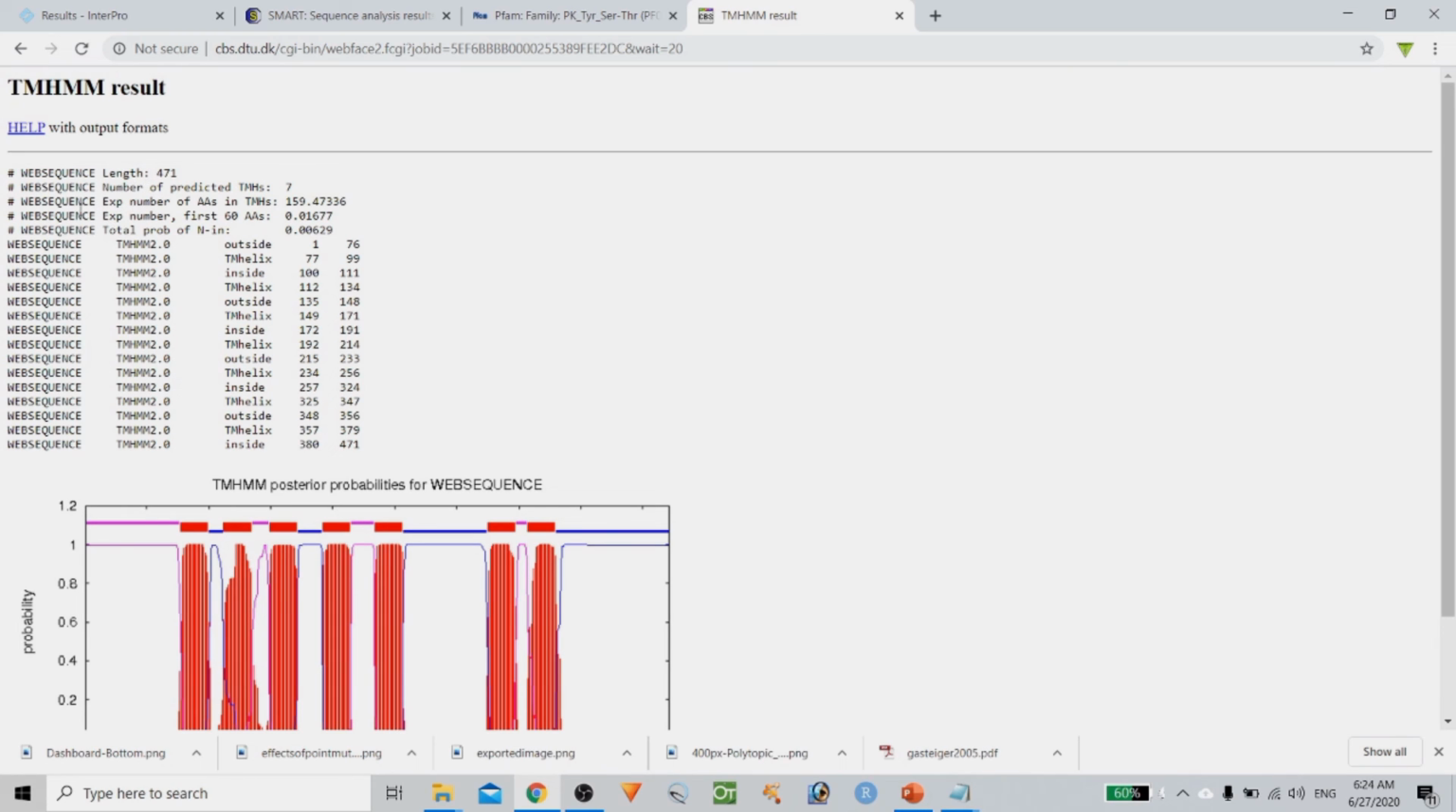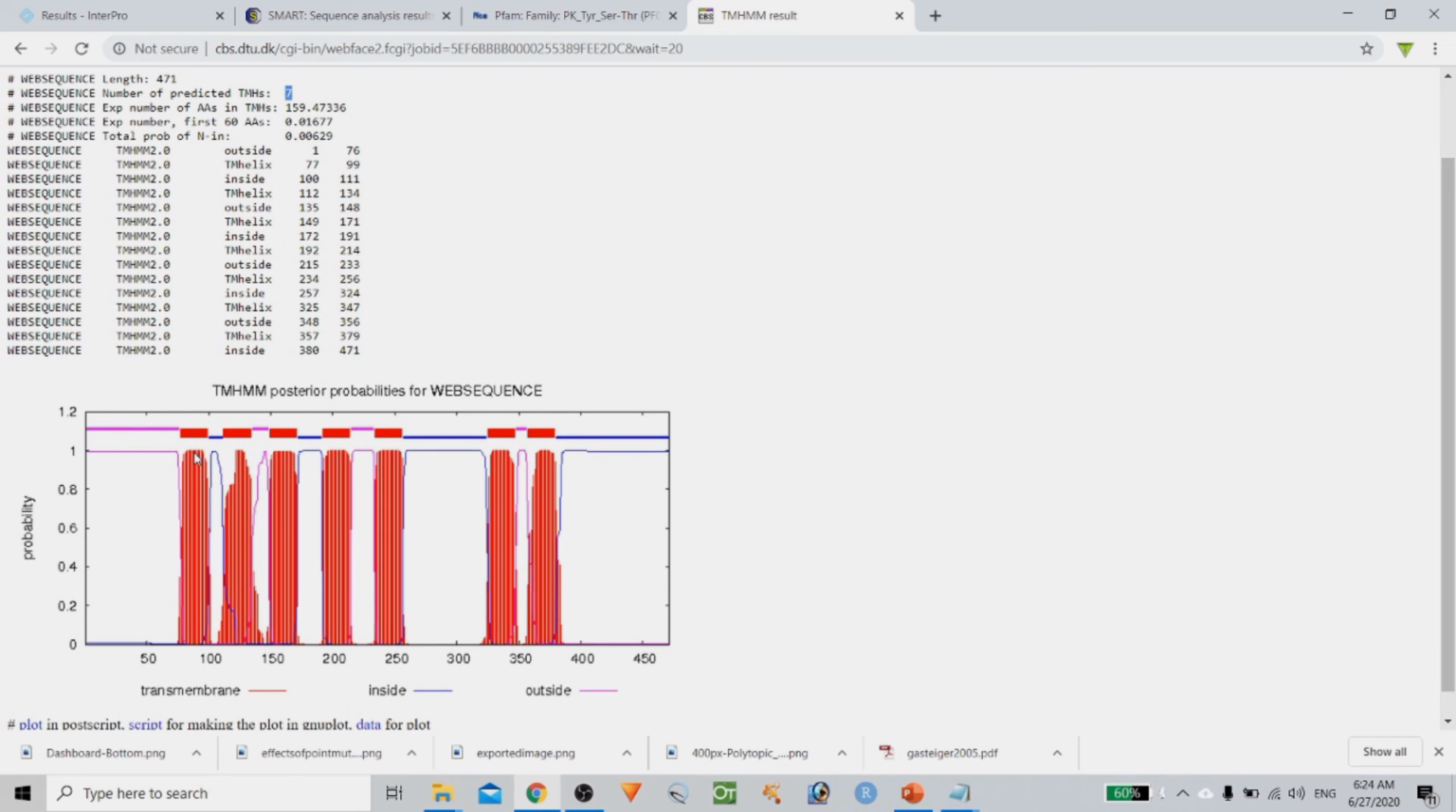As a result, first we get the total number of amino acids, and also the number of predictions. It shows that seven transmembrane helices have been predicted. You can see this region here belongs to the transmembrane: 1, 2, 3, 4, 5, 6, 7, seven helices. This is the exterior, I mean the outside of the transmembrane, and this is a membrane protein.